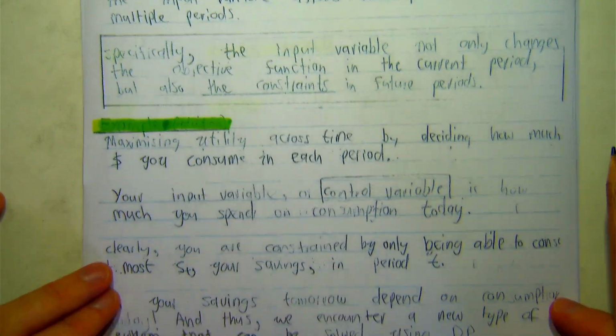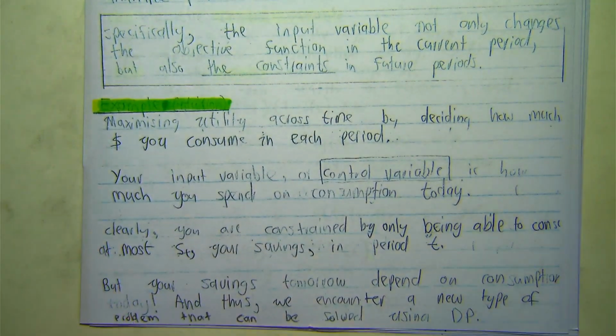So if you were to think about how you'd optimize that, you can't just maximize your utility of consumption today based on your consumption today, because that will leave you with no money tomorrow. You need to factor in some money for those next few periods. And if you tried to make one huge objective function, it would be intractable. And that's why we use dynamic programming to solve these problems.